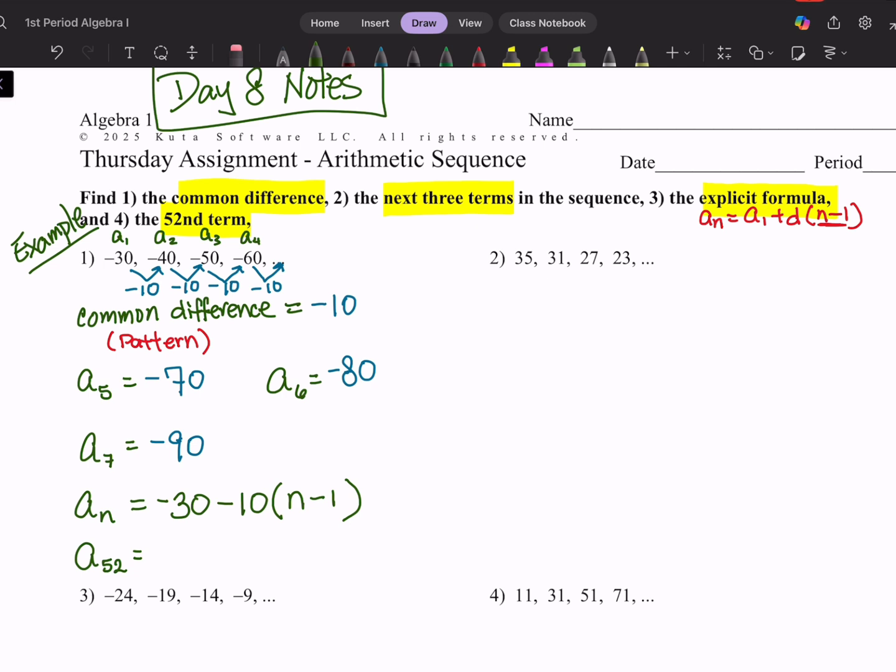And then to get a sub 52, I'm going to need to plug in 52 for n. So if I were to take 52 and plug it in there, work it out in decimal, that should give me a sub 52 equals negative 540. That means the 52nd term, the 52nd number, will be negative 540. So this is what you're going to need to do for the rest of this page, the next 5 problems.